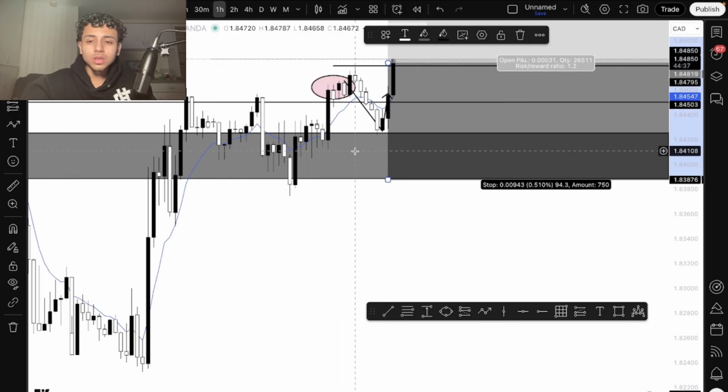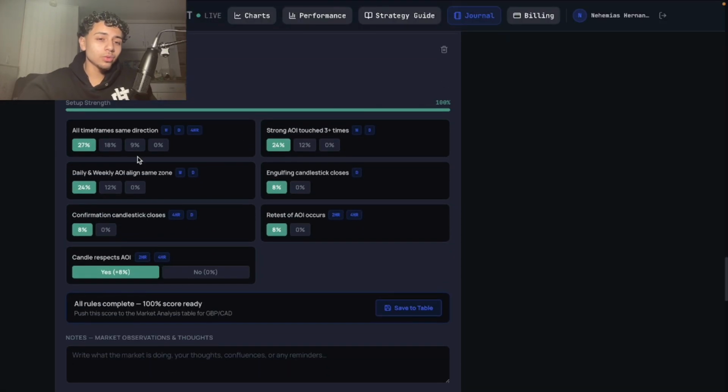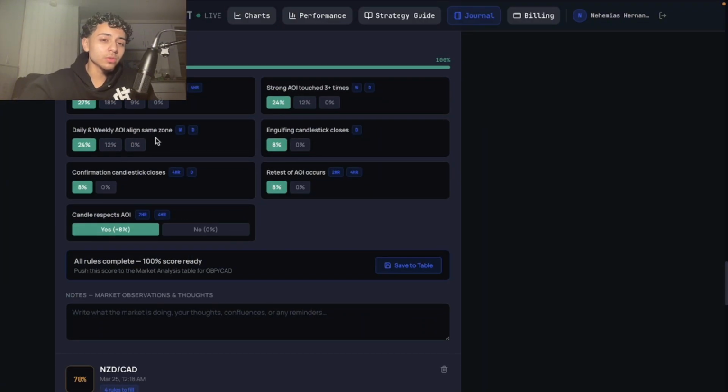So now I'm just waiting for this market to go all the way up where I want it to go. And when we come to the Forex Strategy Assistant, we see that all time frames went in the same direction. There was a strong area of interest that touched 3 or more times. There's a daily and weekly area of interest that align in the same zone. There's an engulfing candlestick that closed. The confirmation candlestick closed. The retest of the area of interest occurred, and the candlestick respected the area of interest.